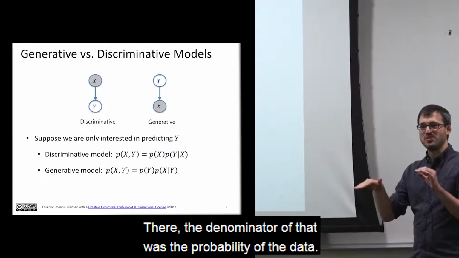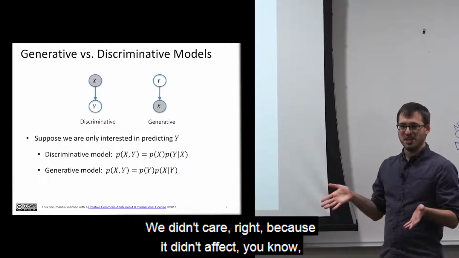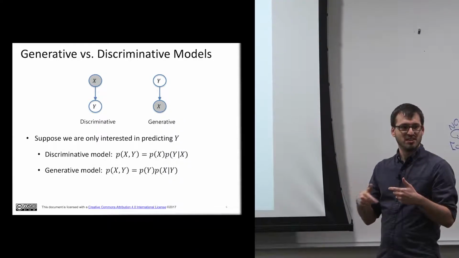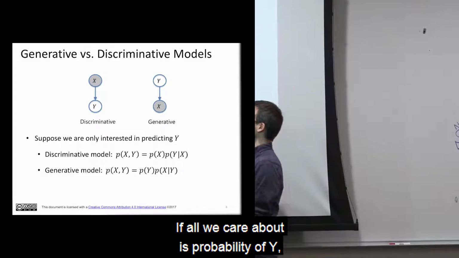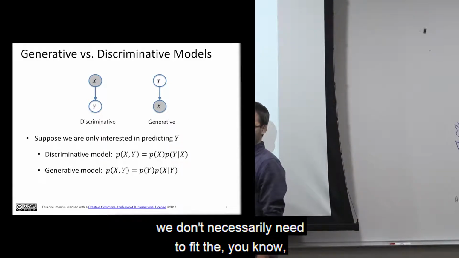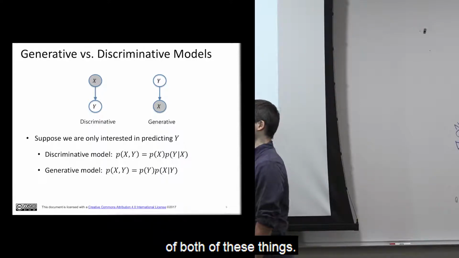There, the denominator of that was the probability of the data. We didn't care, right, because it didn't affect the model fit for the parameters. Sort of same thing here. If all we care about is probability of y, we don't necessarily need to fit the joint probability distribution of both of these things.